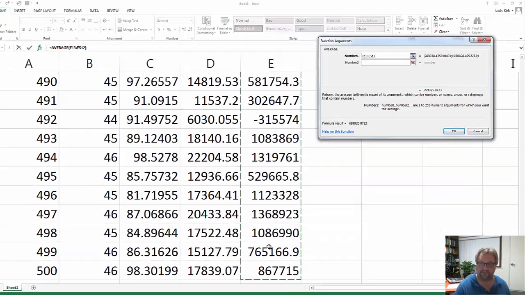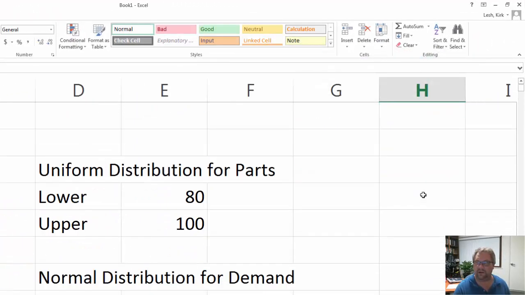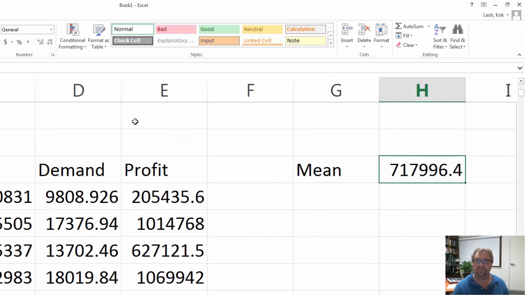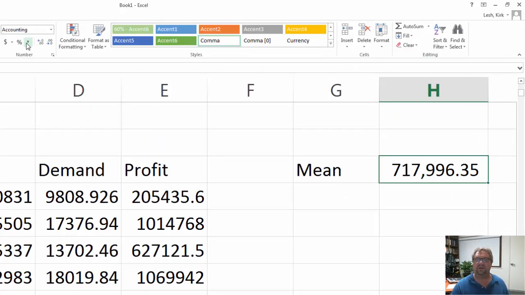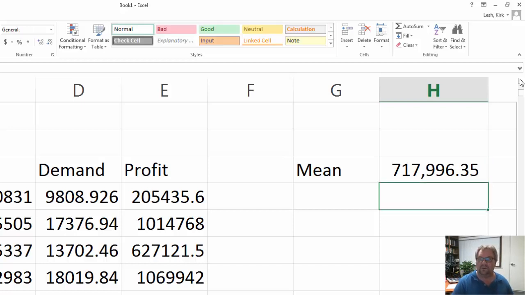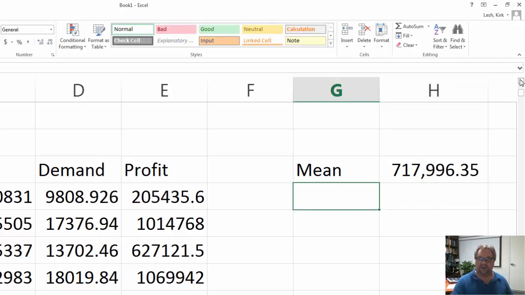Highlight all of my profits. Okay, sorry. So this mean is our best estimate of the true but unknown population mean. What that means is that for Porticom, this is the profit you would expect to get. Okay, that's why we do this. So this is telling Porticom's managers, look, you're roughly going to make about $718,000.